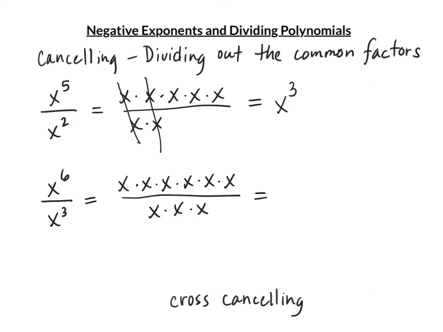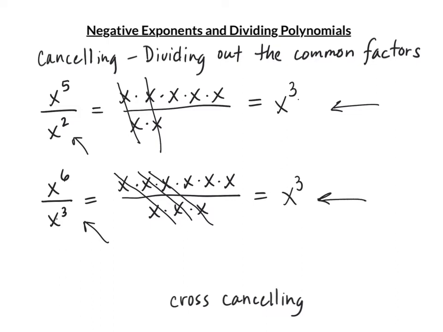In the example below, I have x to the 6. There are 6 of them. And below there are 3. And anything divided by itself is 1. So 3 of them cancel. And I'm left with 3 of those things. Now what I'm hoping you're noticing is here we canceled 2 x's from 5 and had 3 left. And here we canceled 3 x's from 6 and had 3 left.